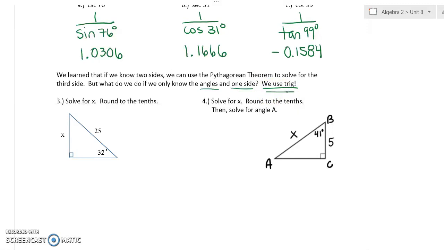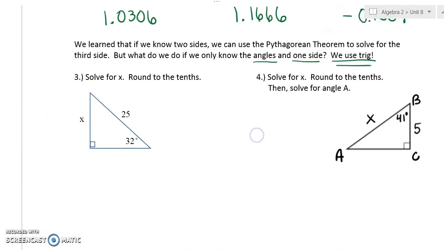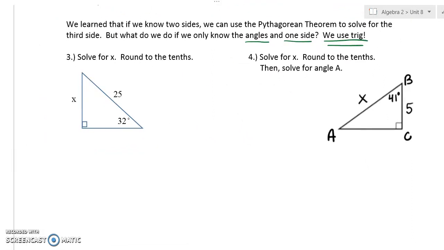So those are the situations we're going to run into today. So let's look at example 3. It says solve for x, round to the tenths.